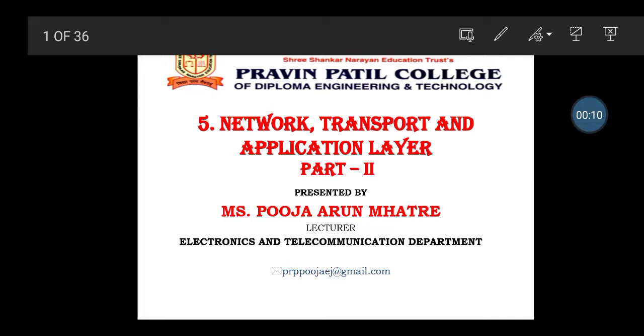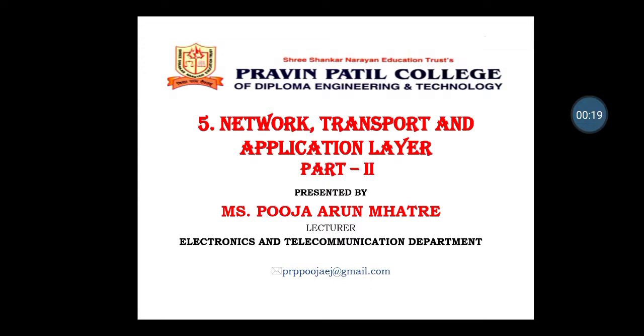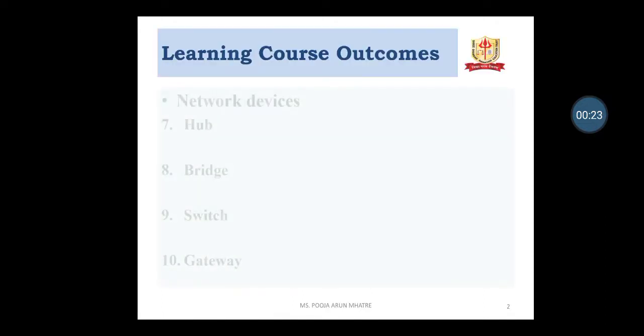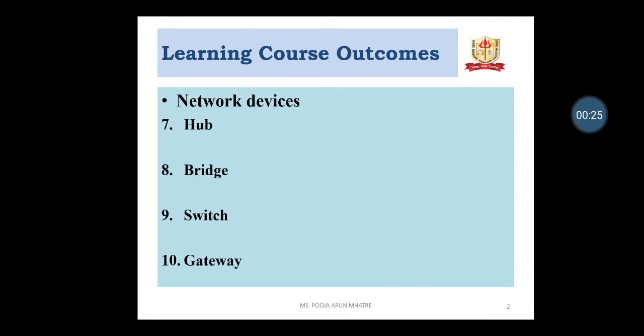Engineering and Technology. Today's topic is CND chapter number 5, Network Transport and Application Layer Part 2. The learning course outcomes are network devices. In the last lecture we learned about 6 network devices, and the remaining network devices are hub, bridge, switch and gateway.